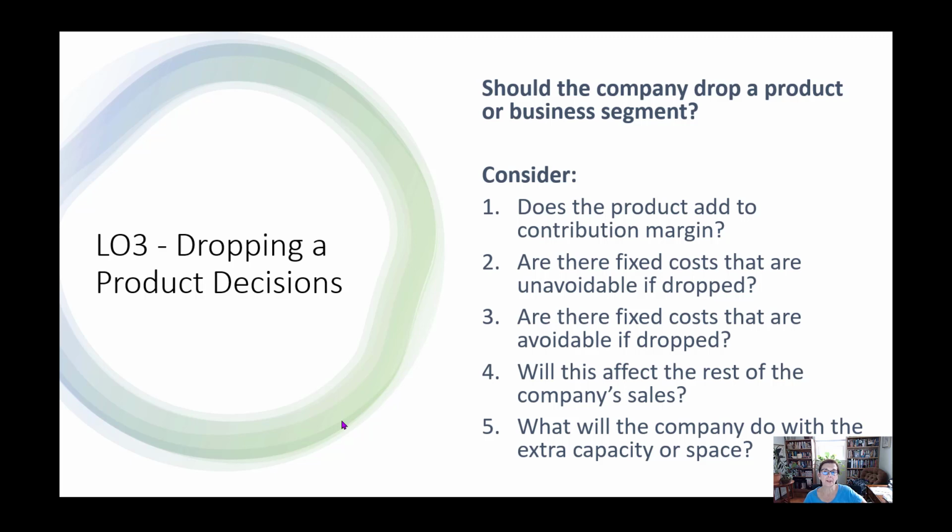All right, next up we're going to look at dropping a product. So the question is, should the company drop a product or a business segment? Maybe it appears that the product or business segment is unprofitable. We're going to take into consideration, does the product add to contribution margin? Are there fixed costs that are unavoidable if dropped, meaning that they're still going to be there even if we get rid of the segment or the product? Are there fixed costs that are avoidable if dropped? So those fixed costs will go away if we get rid of it. And will this affect the rest of the company's sales? So sometimes one product drives sales for another product, right? And then finally, what will the company do with extra capacity or space, which is another decision. If you have extra capacity, what are you going to do with that if you stop making this particular product?